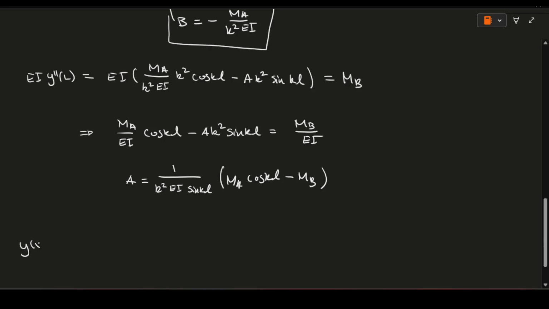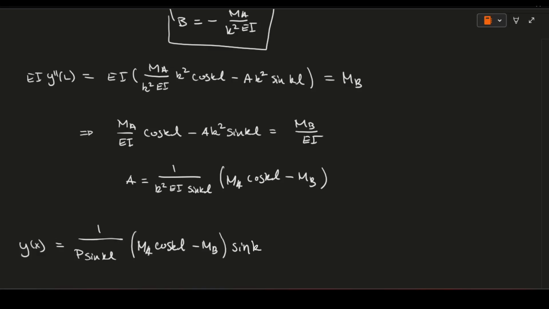We can now update our y of x. That's equal to 1 over P sine kL times MA cosine kL minus MB, this is times sine kx, minus MA over P cosine kx plus Cx plus MA over P. This is of course when P is equal to k squared EI.